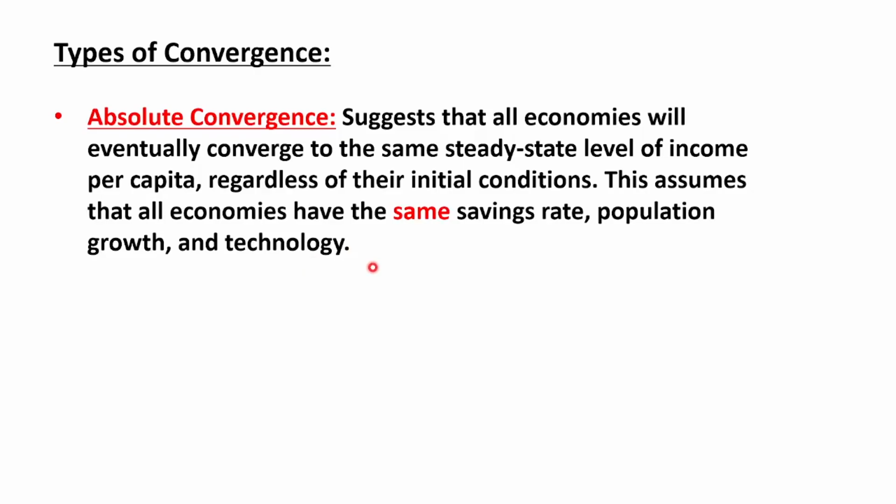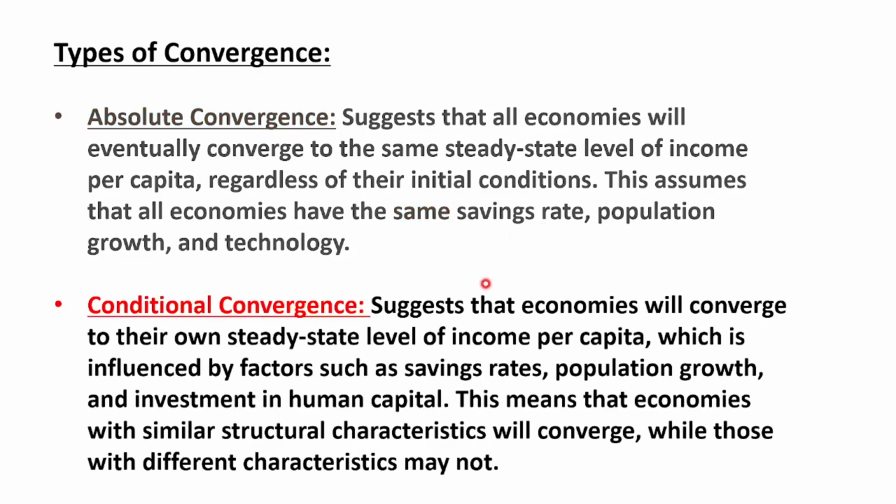So now let's go to the conditional convergence. It suggests that economies will converge to their own steady state level of income per capita, which is influenced by factors such as saving rate, population growth rate, and investment in human capital. This means that economies with similar structural characteristics will converge, while those with different characteristics may not. So this is all about the convergence hypothesis.